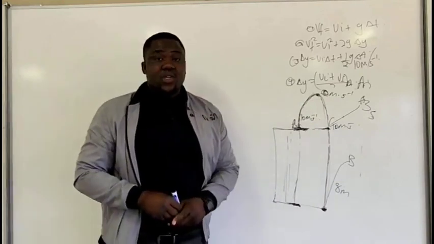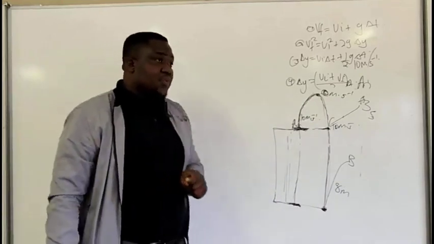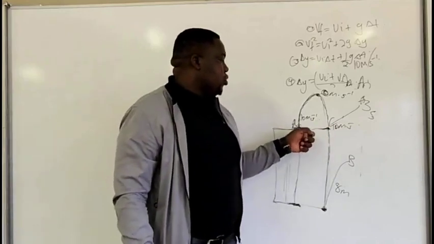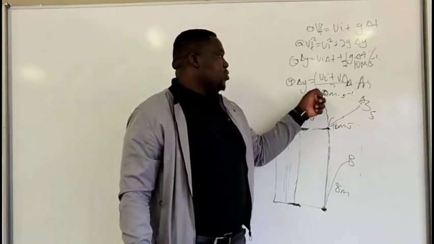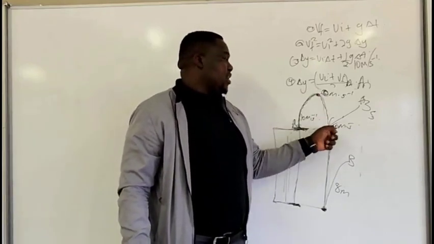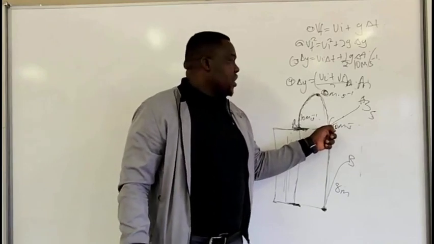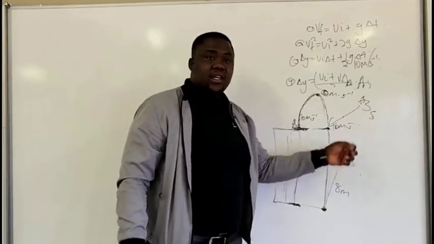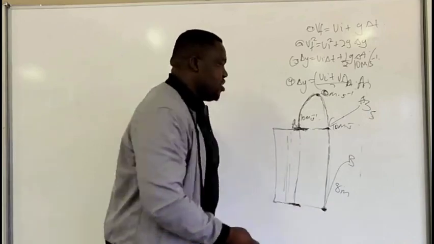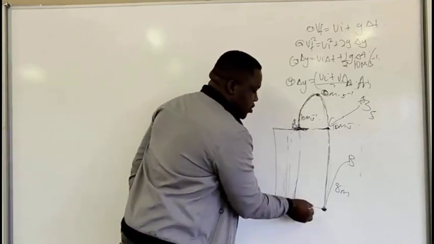You understand? So what we need to do, we can just calculate the time it took for the ball to move from A to the maximum. And then it comes back. Then we can subtract the time that we get from these. It means the time that we'll be left with will be the time from A to the ground.